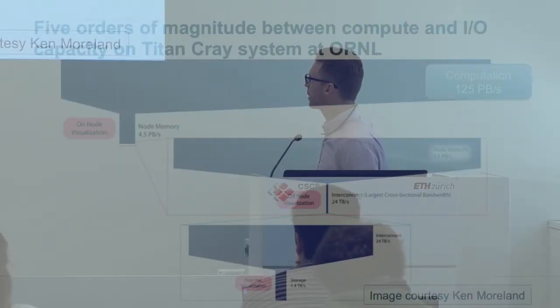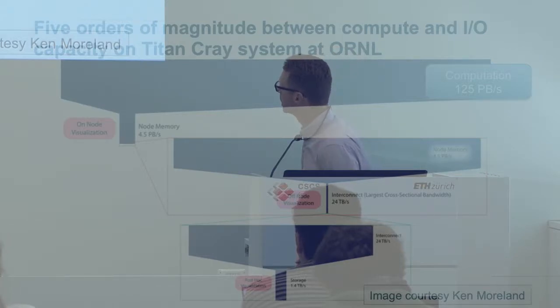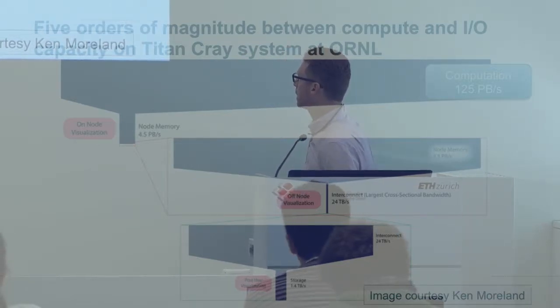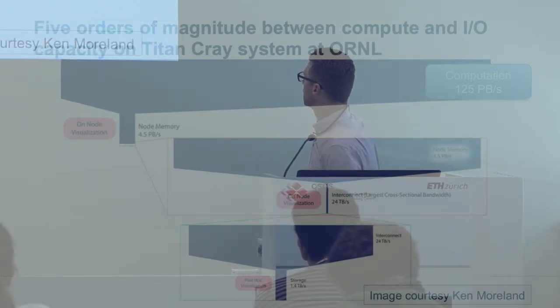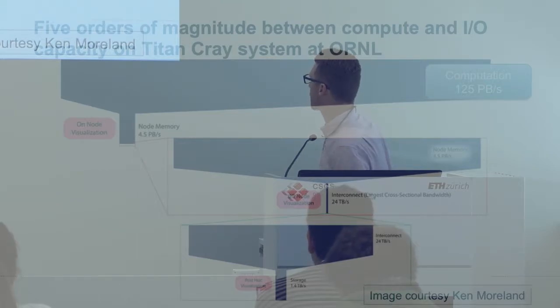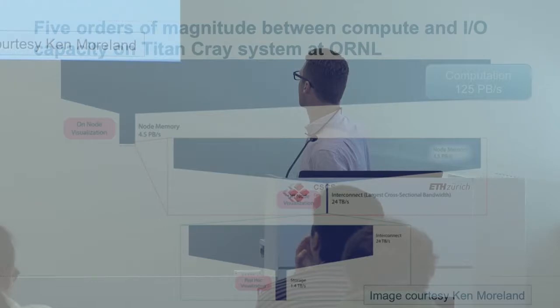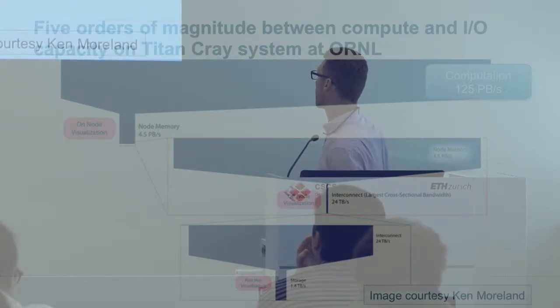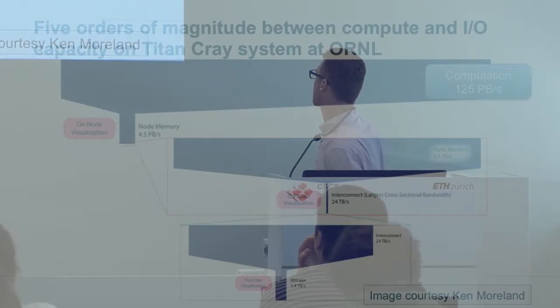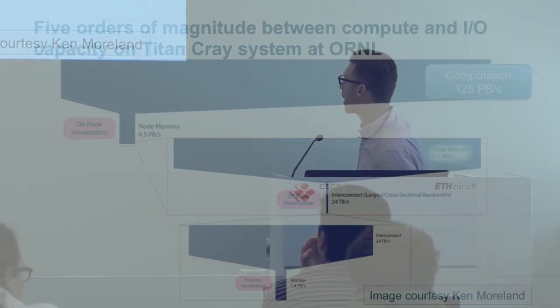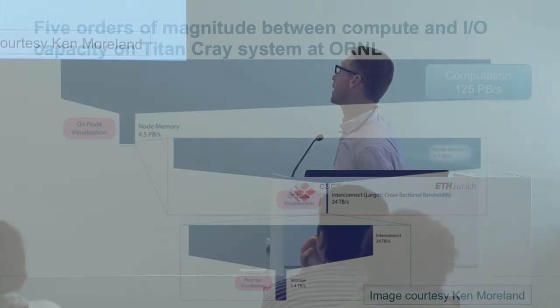So this chart illustrates the problem graphically. There are 3 levels in the chart, or 3 levels of detail. Each one zooms in. On the top level, the width of the chart shows the computational bandwidth, or throughput, in terms of petabytes per second or gigabytes per second or terabytes per second, as the case may be. So the top layer shows the computational bandwidth, 100 of Titan.